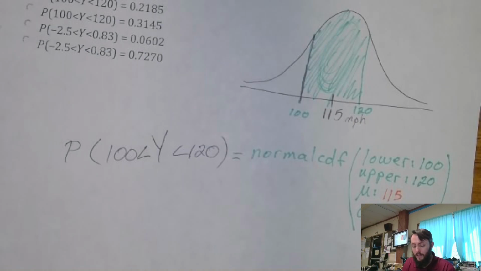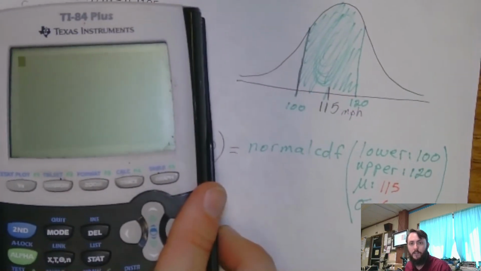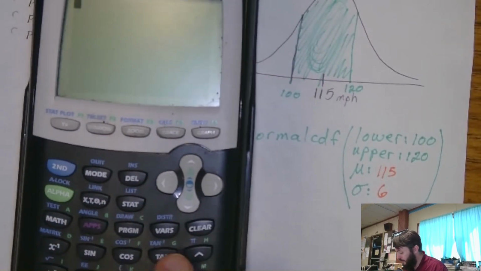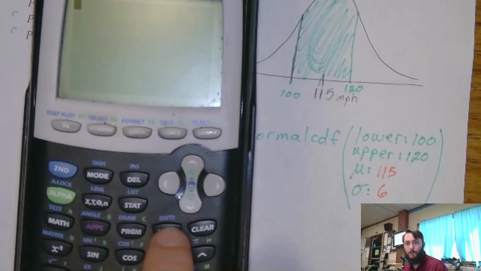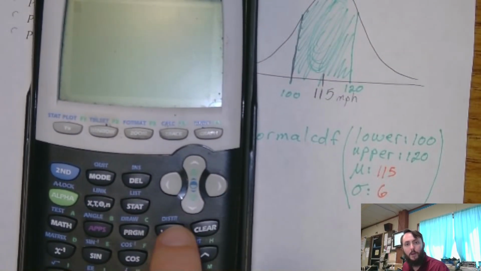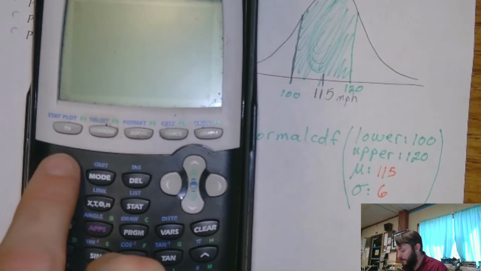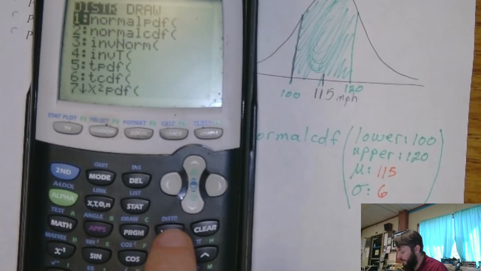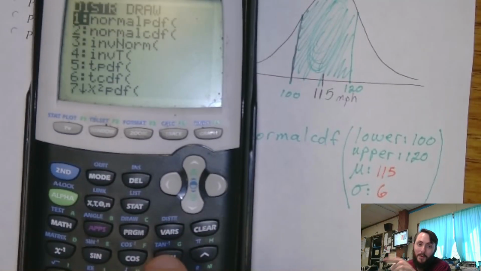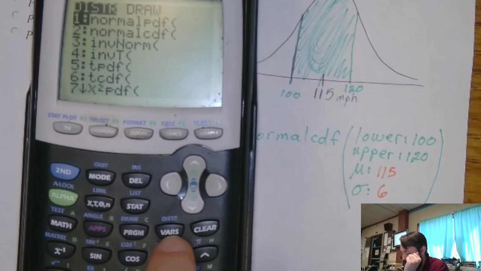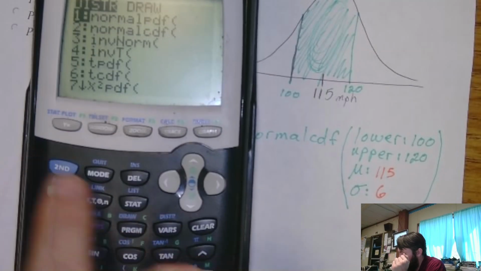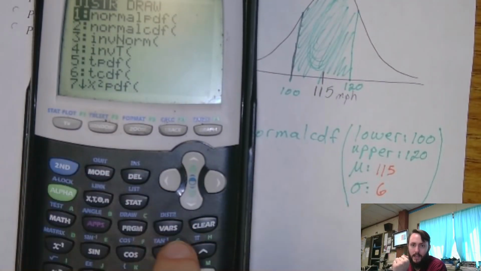Now we can put that in the calculator fairly easily. I'm going to show you on the TI-84 here. We want to go to distributions. That's the blue above the vars key, the variables key. So press second, and then the button that says vars.